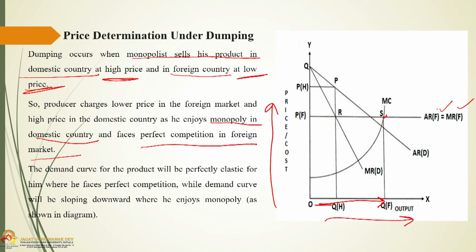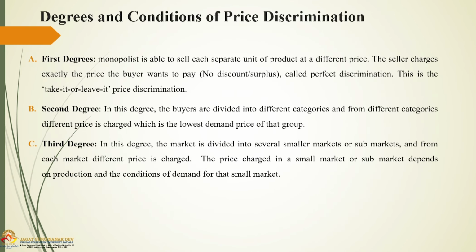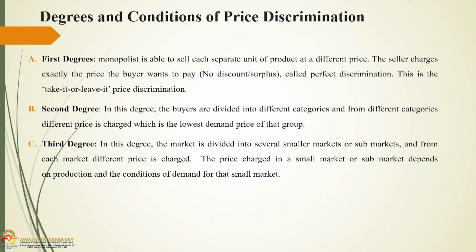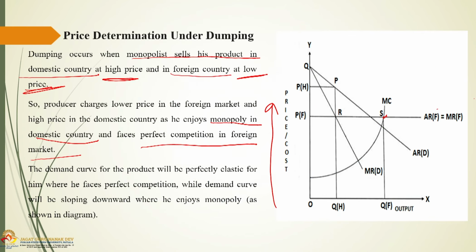So this is possible in monopoly, where price discrimination is there, and this particular type of price discrimination, we have already discussed, that is third degree discrimination. It is known as dumping, area-wise discrimination, where the consumers are divided according to area, geographical discrimination, domestic and foreign market.